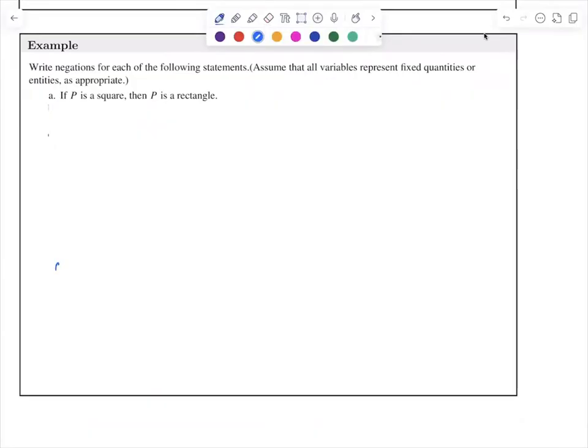If P is a square, then P is a rectangle. So remember that P, then Q is equivalent to not P or Q. So if you try to write the negation of P, then Q, this is equivalent to P and not Q. So you're just going to copy down P. If P is a square, I'm going to write down P is a square and P is not a rectangle.